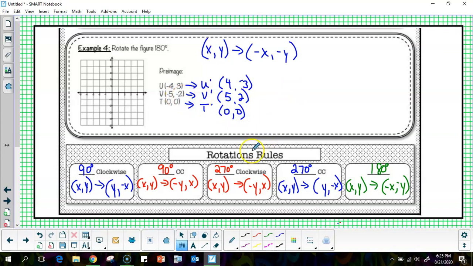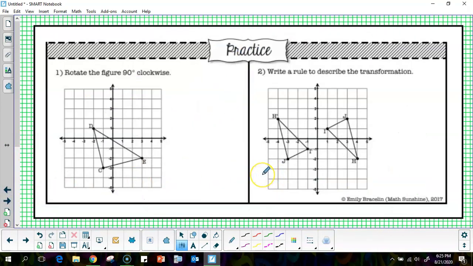If you want me to show you the graphs of any of these, I can do that during class tomorrow. Okay, so this is your practice, and I want you to try these on your own. Rotate 90 degrees clockwise. Remember, that's the same thing as 270 degrees counterclockwise. You have the rules in front of you. And then I want you to look at this transformation. What you can do is just take one of the points and look at how it's been rotated.